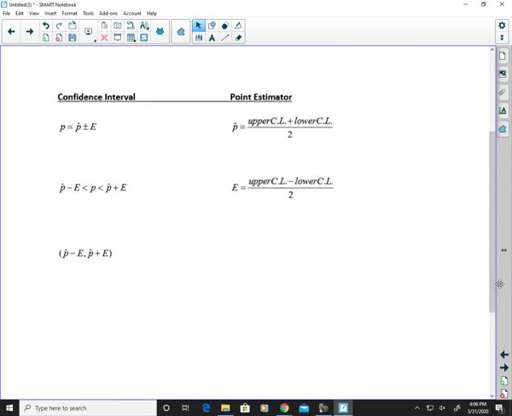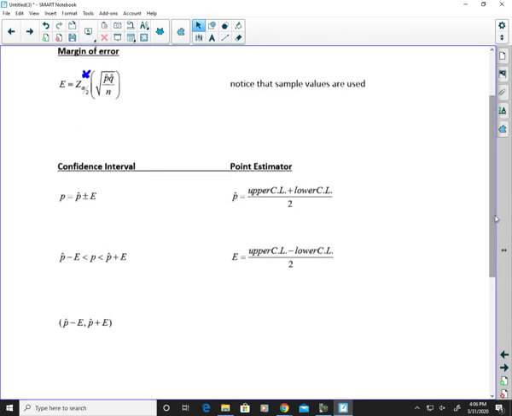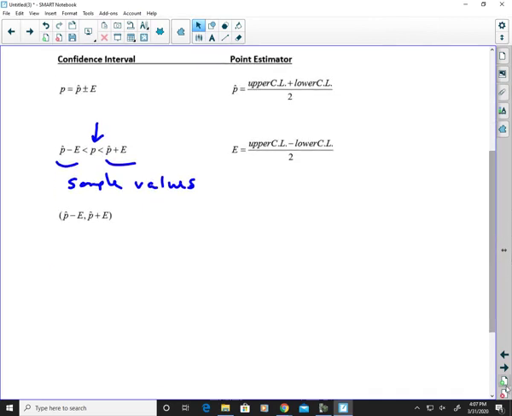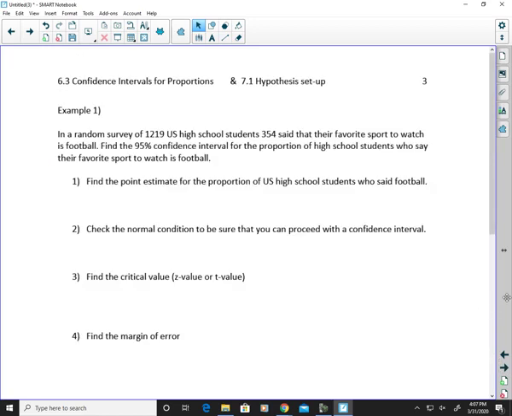And then notice that the symbols have changed for our confidence interval and our point estimator, because we're not estimating mu anymore, we're estimating p. So instead of mu, we're going to put p in the middle of our confidence interval, but that interval was still generated using sample values. So of course your sample value will be in your interval. It was generated using your sample value. We are trying to get an estimate of our population value, in this case a proportion p.